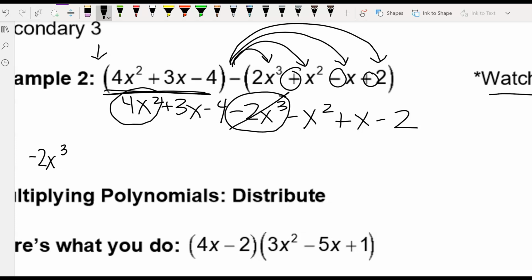Next, we move on to our x squareds. So 4 minus 1x squared, we get positive 3x squared.